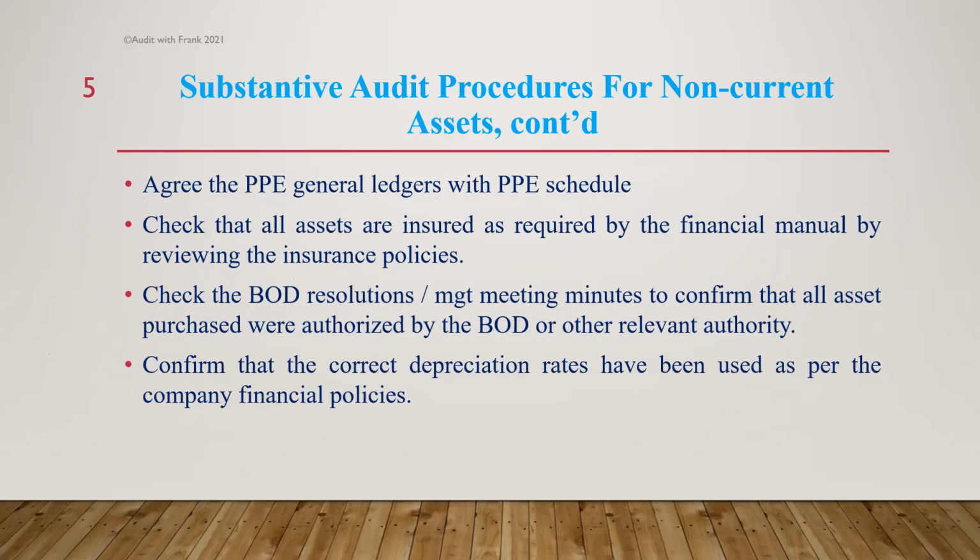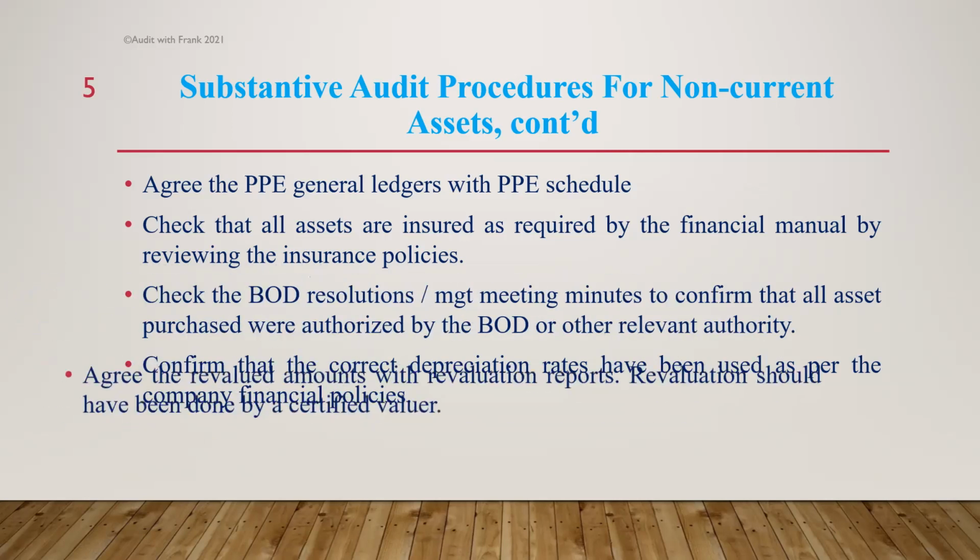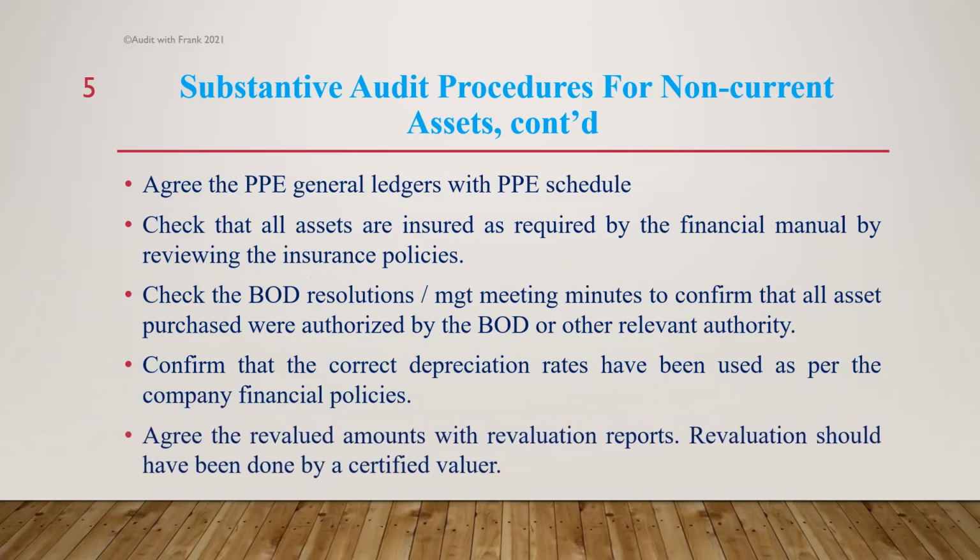And then we need to confirm that the correct depreciation rates were used by looking at what are the rates in the policies that are supposed to be used, and whether these are the ones they're using or not. Then also, for revalued amounts, we need to agree them with the revaluation reports to confirm that the correct amounts were carried to the financial statements, that's the PPE schedule and the statement of financial position. And this revaluation must have been done by a certified valuer to confirm that it was done correctly.